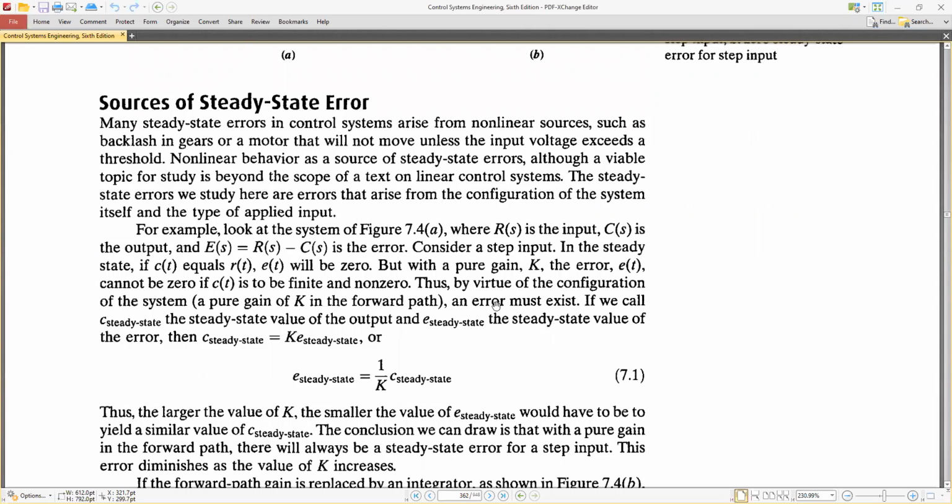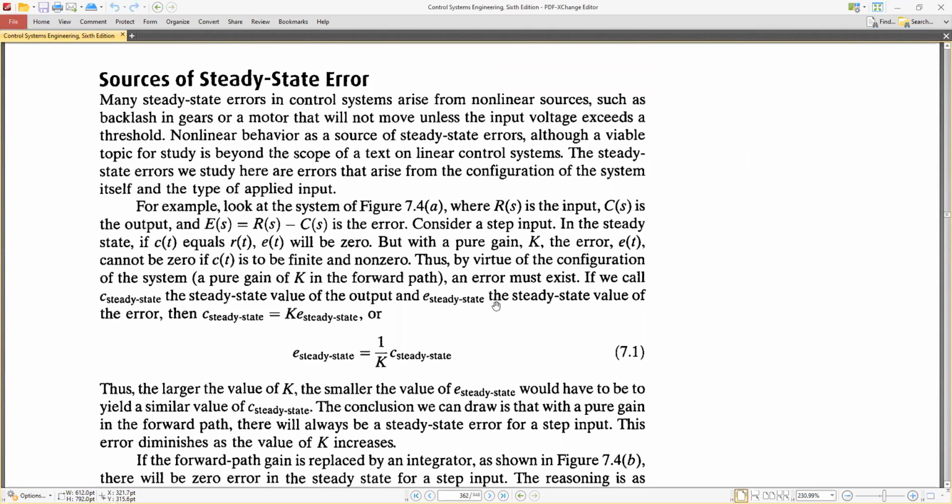Now let's go to the sources. Many steady state errors in control systems arise from nonlinear sources, such as backlash in gears or a motor that will not move unless the input voltage exceeds a threshold. Nonlinear behavior as a source of steady state errors, although a viable topic for study, is beyond the scope of it.